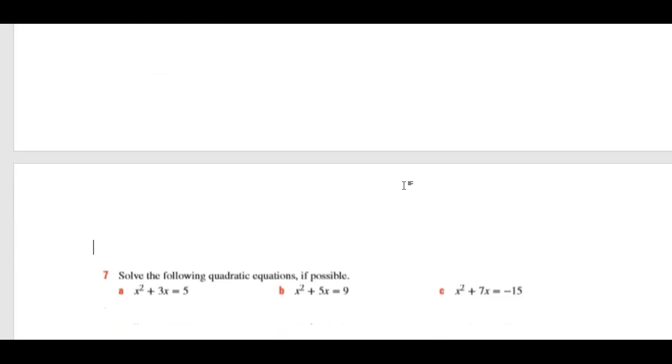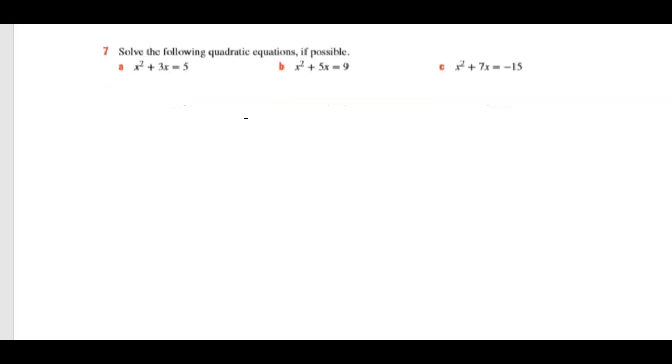All right, let's move on to question 7. So again, it says solve them if possible. Okay, so again, we're completing the square. The only difference here is we have our constant on the right-hand side, so we just need to bring that over. So we've got x squared plus 3x, and that 5 I'm going to bring over to the left side, and then that equals 0.